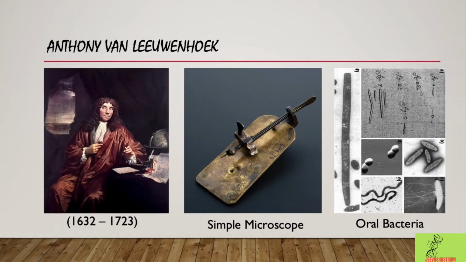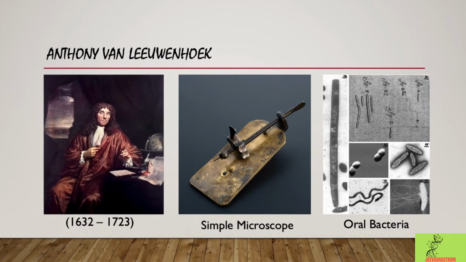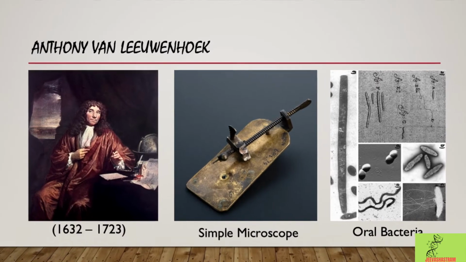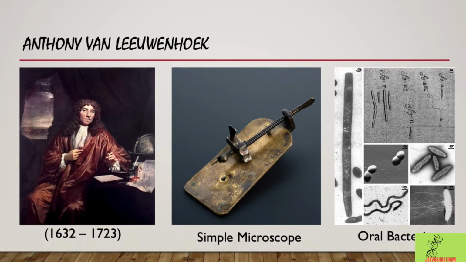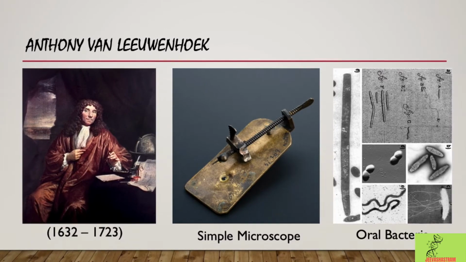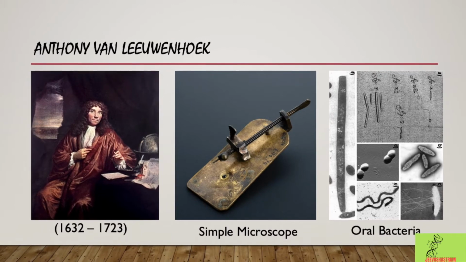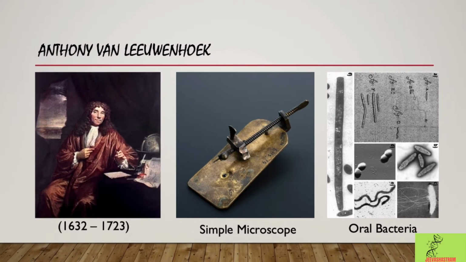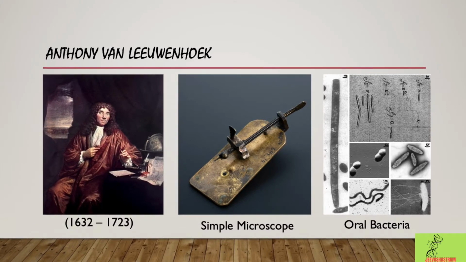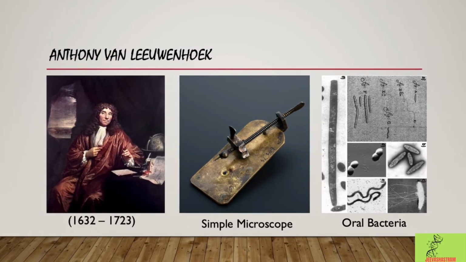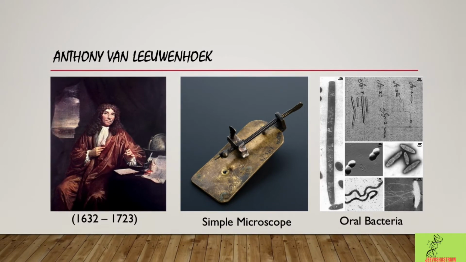What he did, he took a scraping from a tooth and looked at it under the microscope, and he saw some bacteria. Similarly, he took some pond water and looked under the microscope, and he saw some protozoans. So he was the first person to observe bacteria and protozoa. Then he presented his findings to the Royal Society in London, where Robert Hooke was also making a remarkable discovery with the microscope from observation of plant cork tissue.